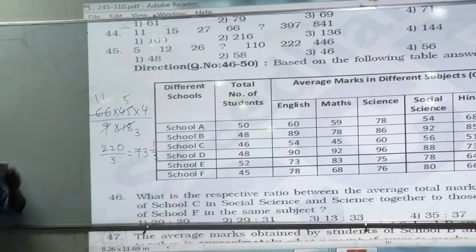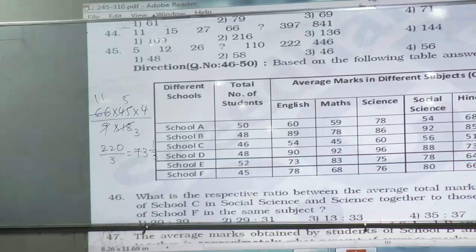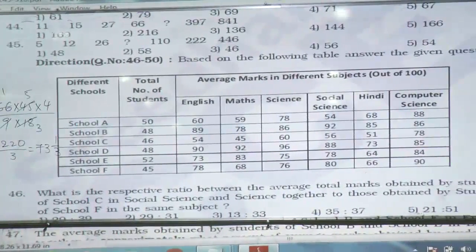49. The average marks secured by all the 18 female students of school S in social science is 90. What are the average marks secured by female students of school D in the same subject? Nothing is given about school D, so can we know the female marks? Will we get an answer? Data insufficient. Next.